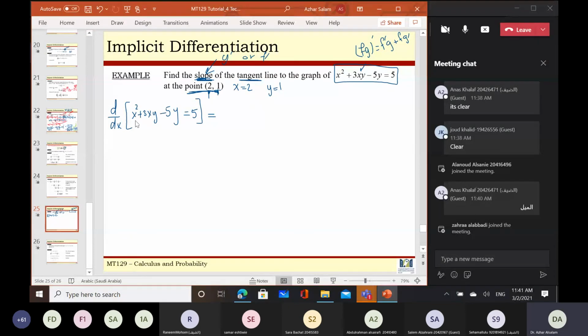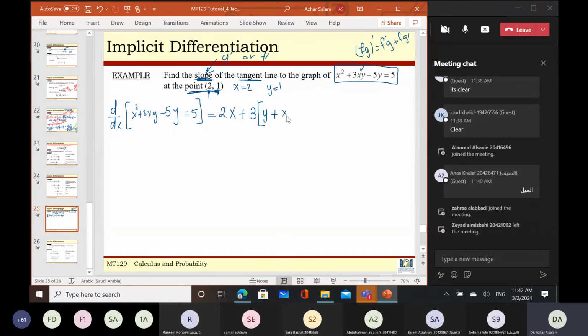I will differentiate x squared. It will be 2x. Then plus 3 multiplied by the derivative of x multiplied by y, which is the first one derivative, which is 1, multiplied by y. Plus the first one, x, multiplied by the second one differentiated, which means multiplied by y dash.